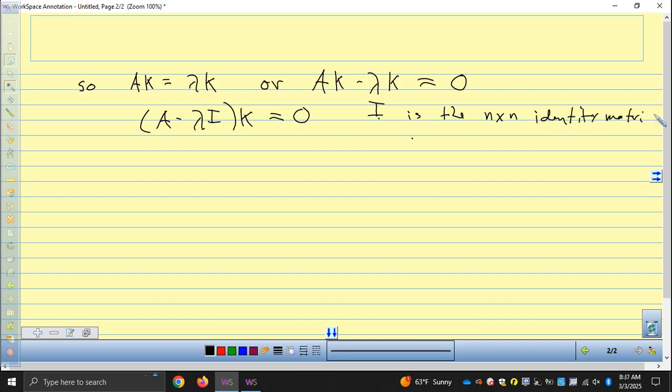Yes. Why do you multiply lambda by the identity matrix but not n? A is a 4 by 4 or n by n matrix already. Lambda is just a constant. Oh. So we multiply in order to factor out that K. We need an n by n matrix there.